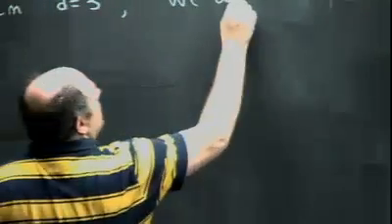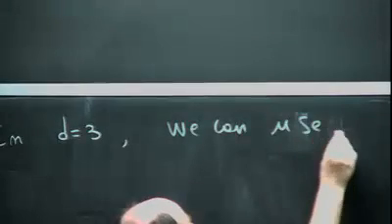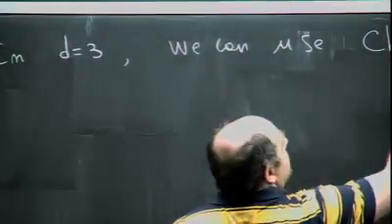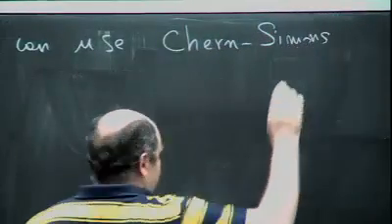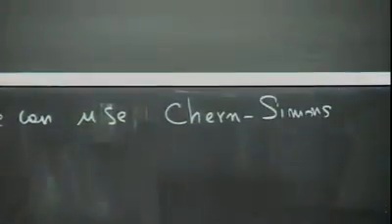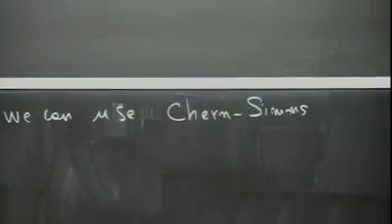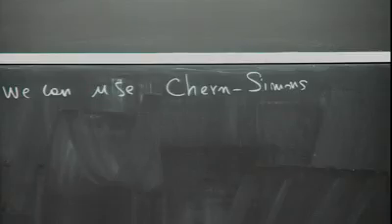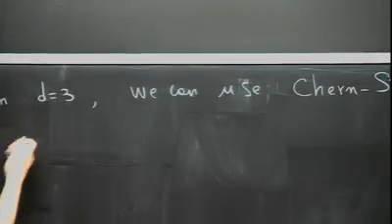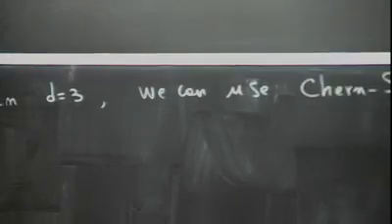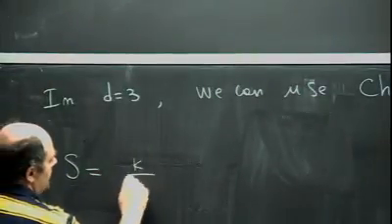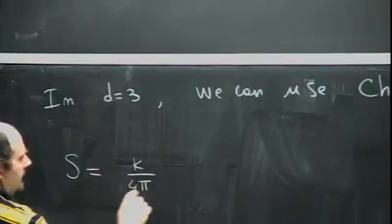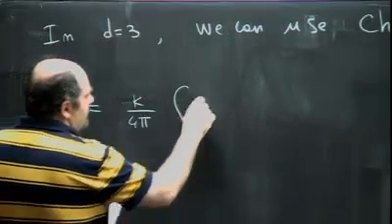So in D equals 3, we can do this by using Chern-Simons gauge theory. For example, let me write it down in the case of the fermionic theory, but you could do it similarly in the case of the scalar theory. So we can introduce the Chern-Simons action.